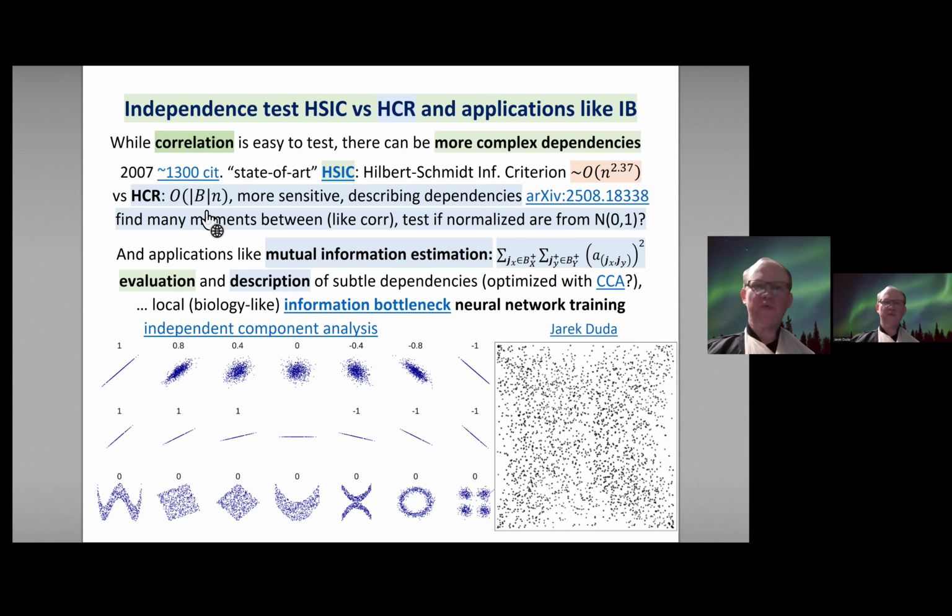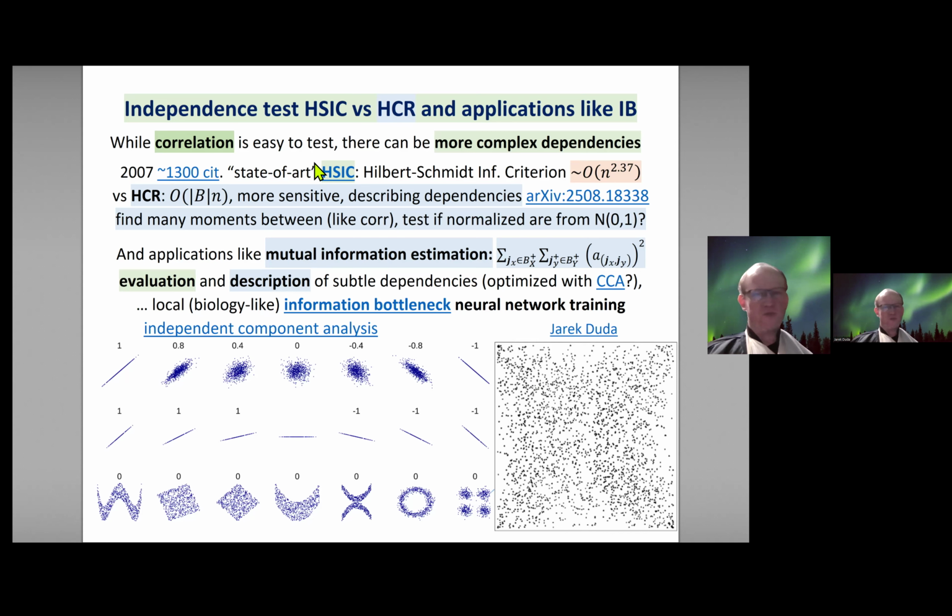So in HCR, we have something much cheaper. It is linear with the sample size and also the size of the basis. This basis contains correlation. One of many types of dependencies is correlation, but we have many others. So here we automatically choose a large number of them and test if they are from independent variables. So we assume the hypothesis that they are independent and find the probability of this hypothesis. So it is much cheaper in practice.